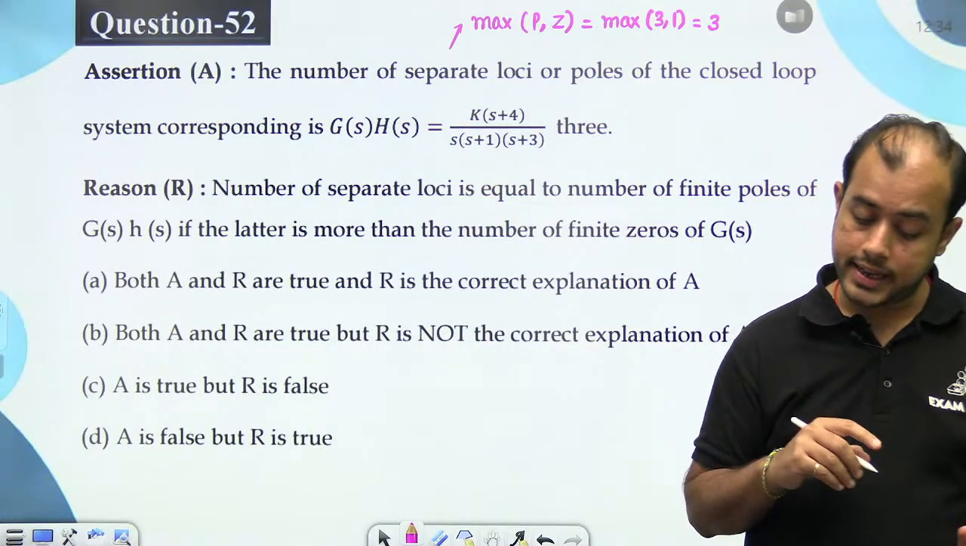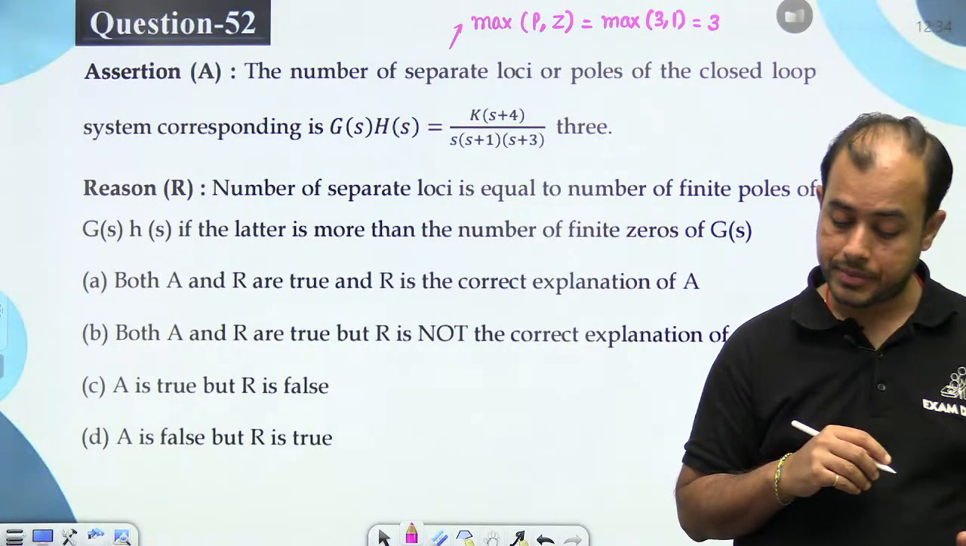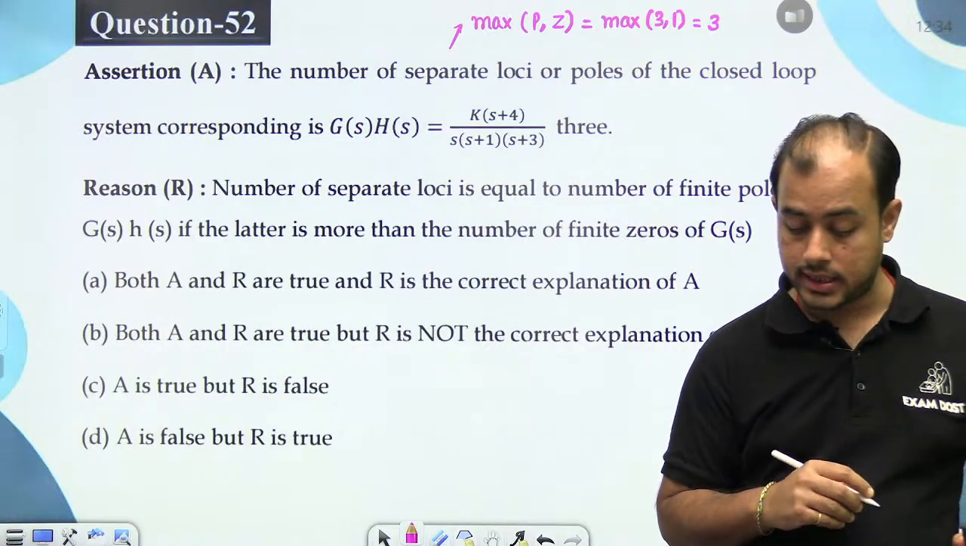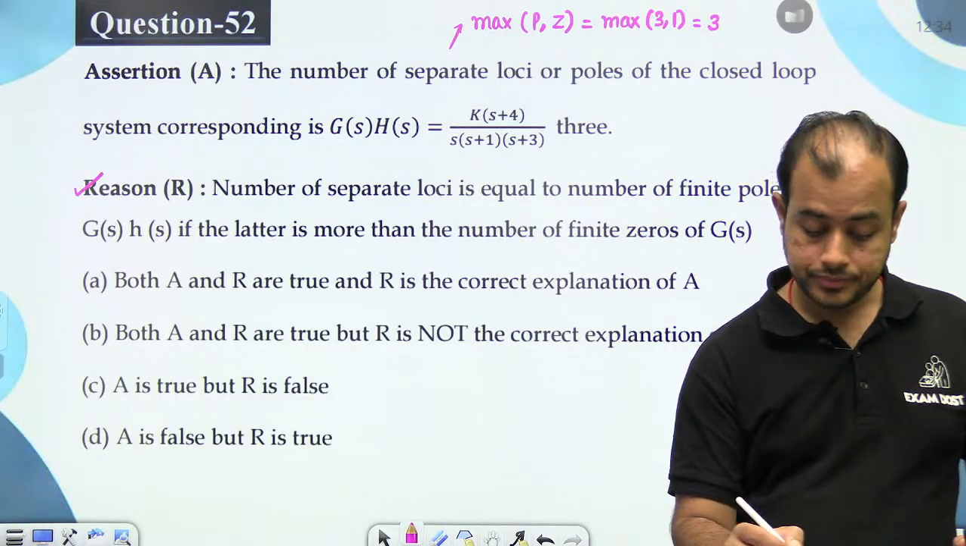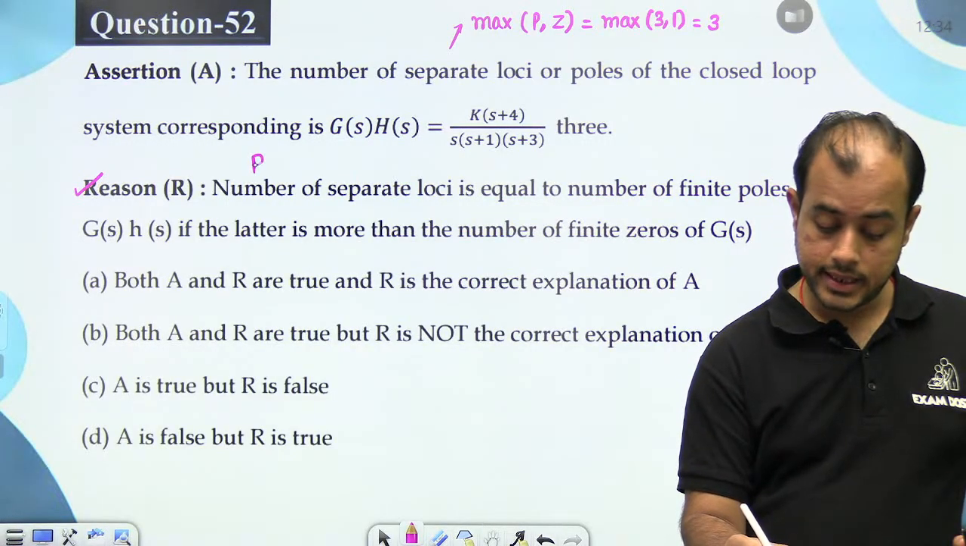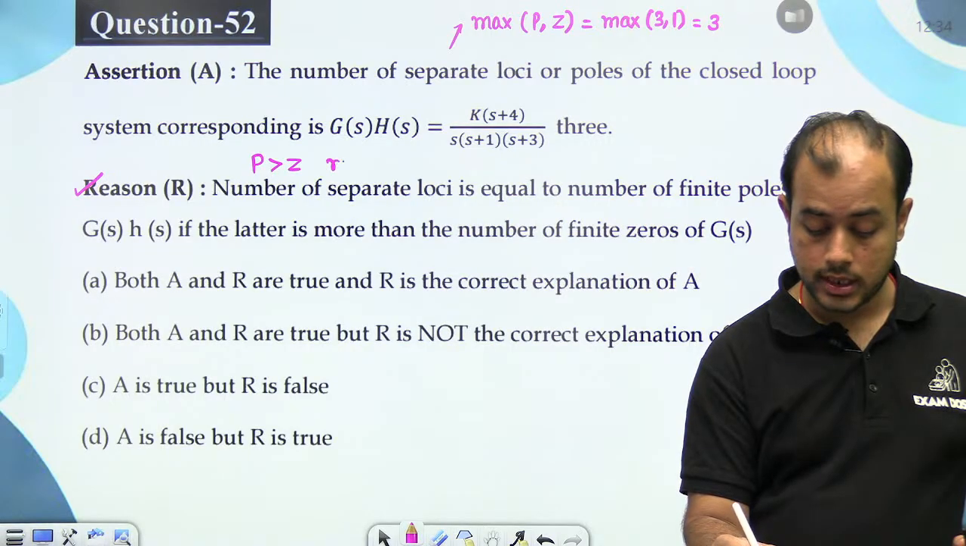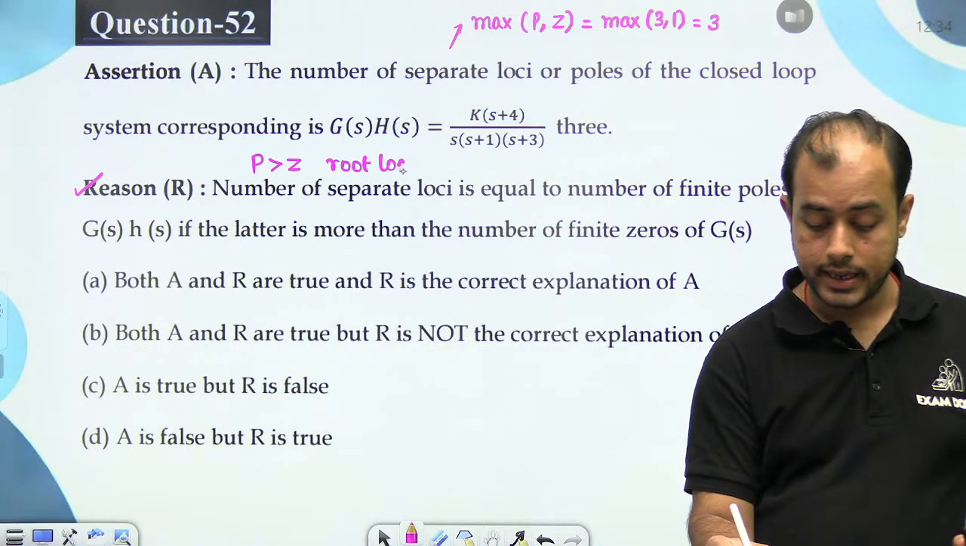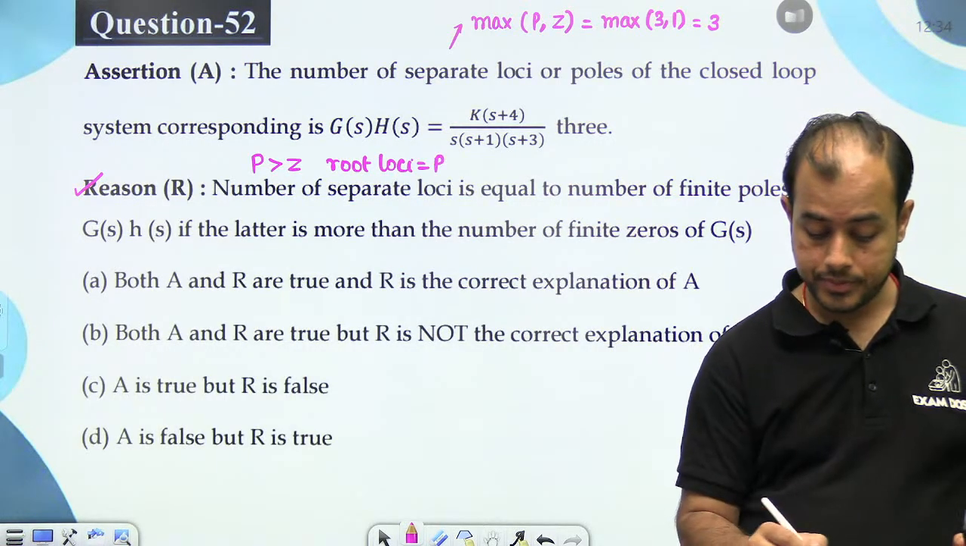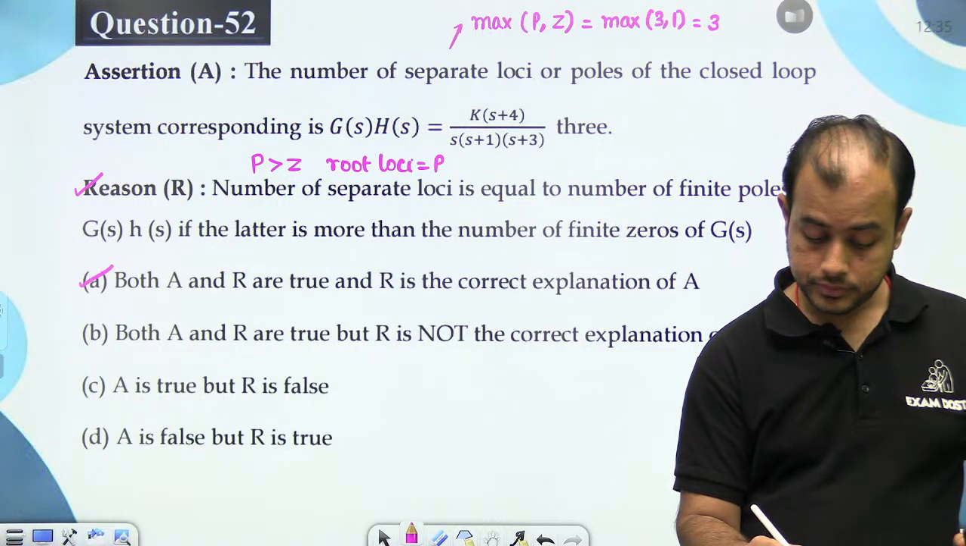Number of root loci is equal to number of poles if the latter is more than the number of finite zero. ठीक है, तो बेसिकली ये कह रहा है अगर P ग्रेटर देन Z होगा तो रूट लोकाई इज एक्चुअली इक्वल टू P. करेक्ट.